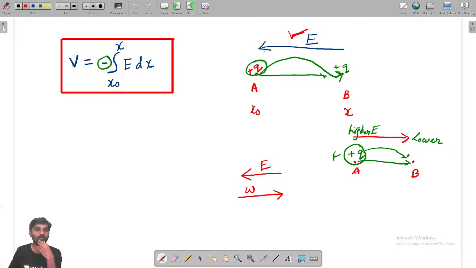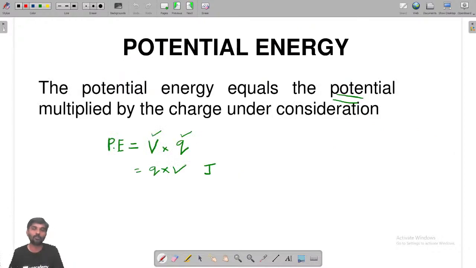The formula is V = minus integral of E dx, with limits from x0 to x. Why this minus? Because we are working against the field. The field is in this direction and we are working in this direction. Clear? And if both of them are in the same direction, there is no work done at all. Okay, so this is what we discussed.